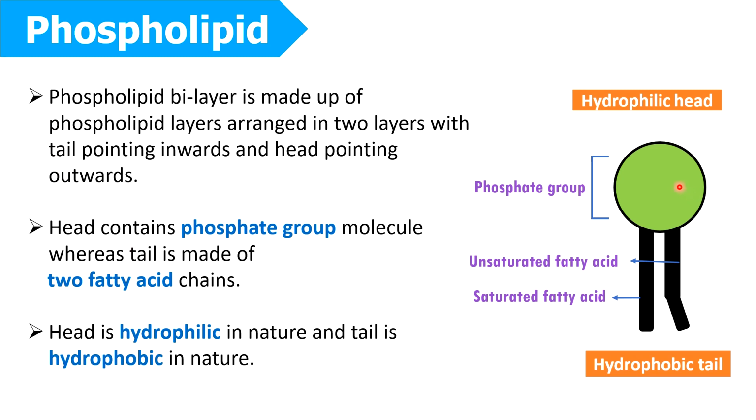The structure of phospholipid consists of a head with a phosphate group and two tails containing one chain of saturated fatty acid and one chain of unsaturated fatty acid. The head part of phospholipid is hydrophilic in nature, which means it attracts water, whereas the tail part of phospholipid is hydrophobic in nature, which means it repels water.